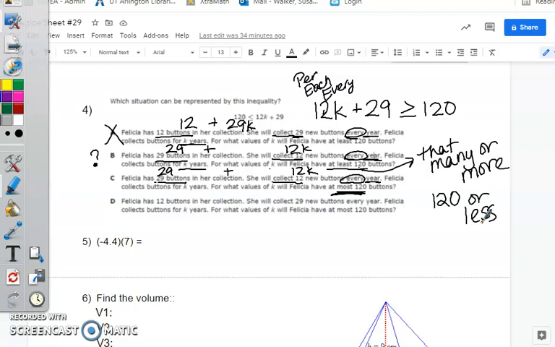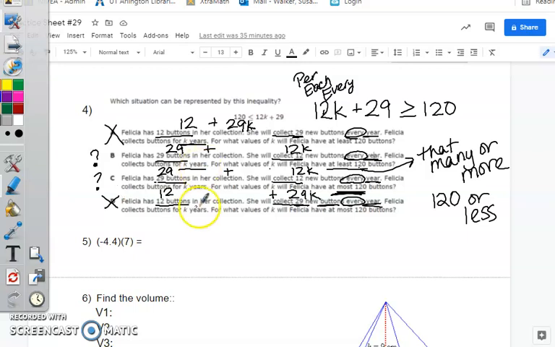And again, this can be kind of confusing. I'm going to put a question mark here because I'm not dealing with the inequality yet. I'm dealing with this part. D, Felicia has 12 buttons in her collection. She will collect 29 new buttons every year. So look here. She starts with 12. She collects 29 every year. So the good news is, I know I'm not going to go any further. That one is wrong, okay? So if nothing else, you have a 50-50 shot. So I'm going to go back to the verbiage and look at my sign.